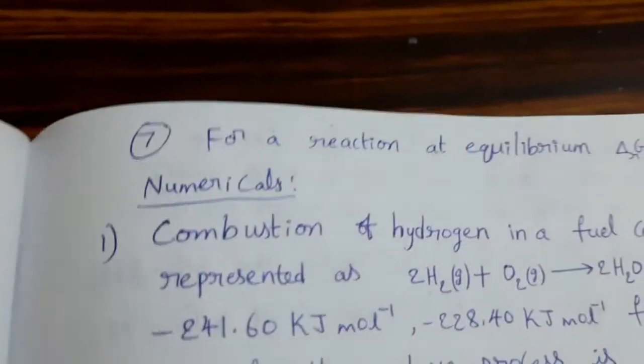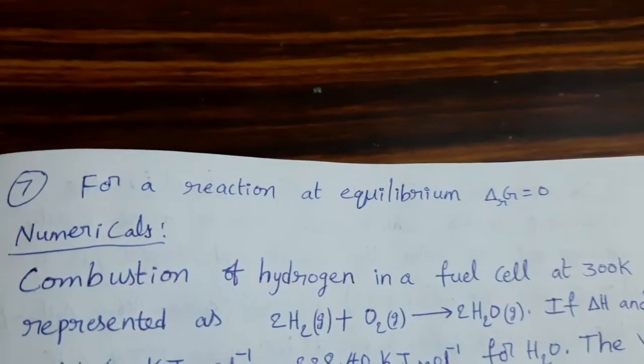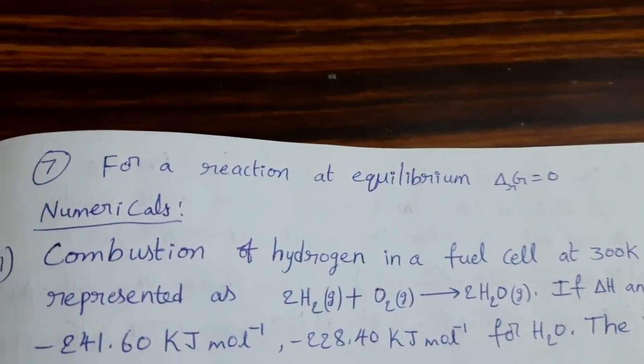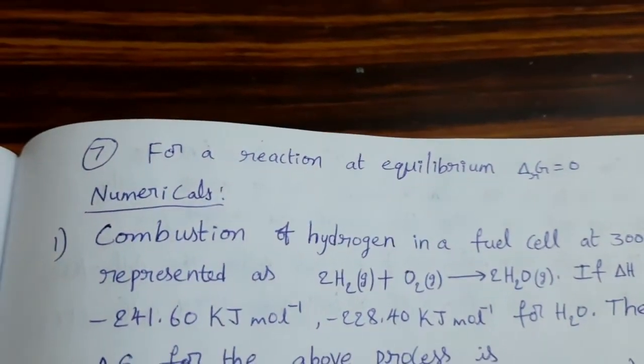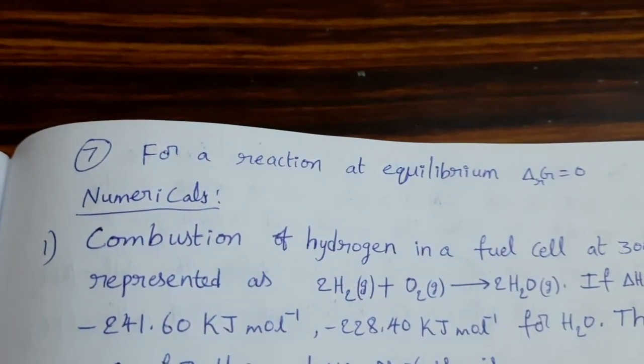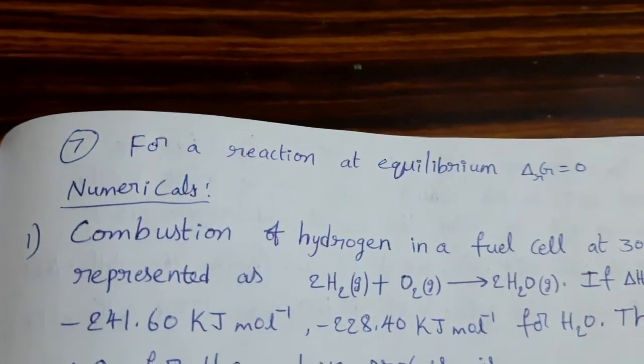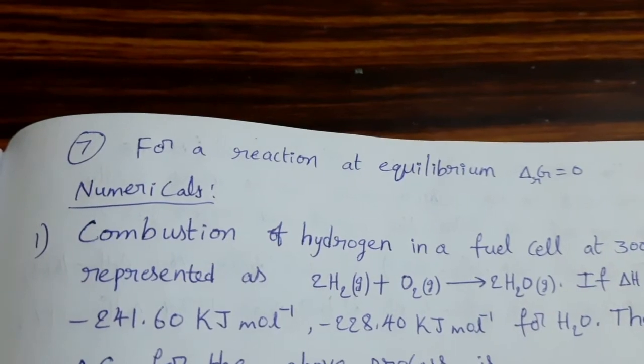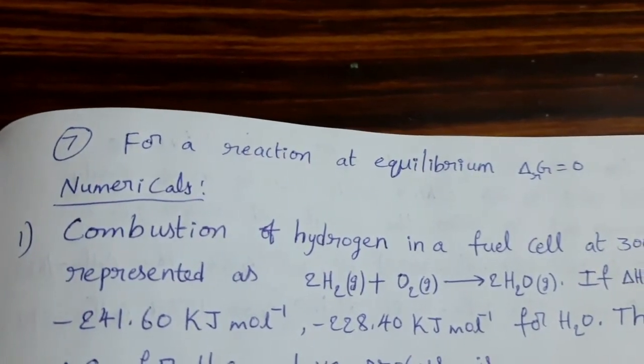Okay. Now see the next one. For a reaction at equilibrium, delta R G equal to 0. Suppose a reversible reaction is present at equilibrium condition. In that case, change in Gibbs energy of the reaction delta G equal to 0.